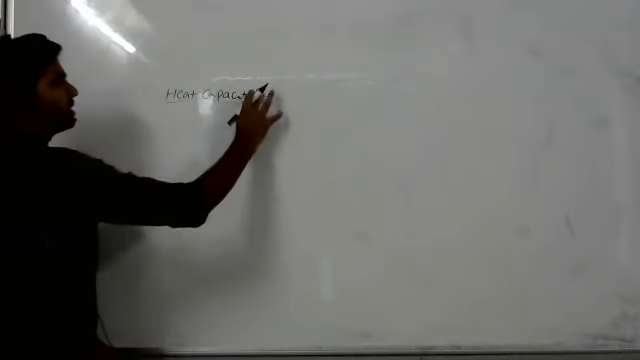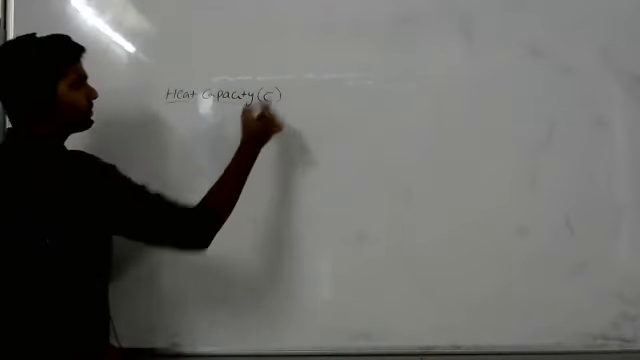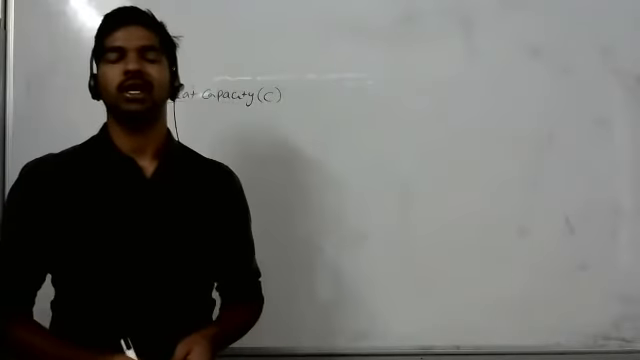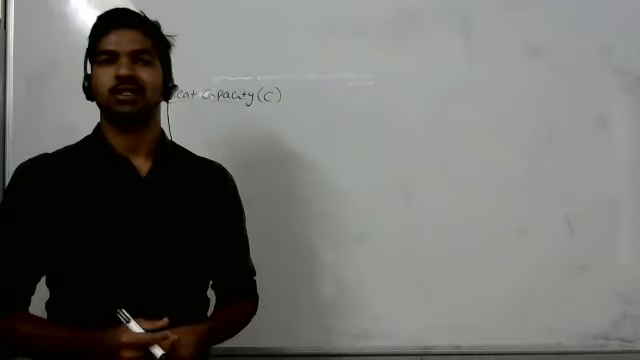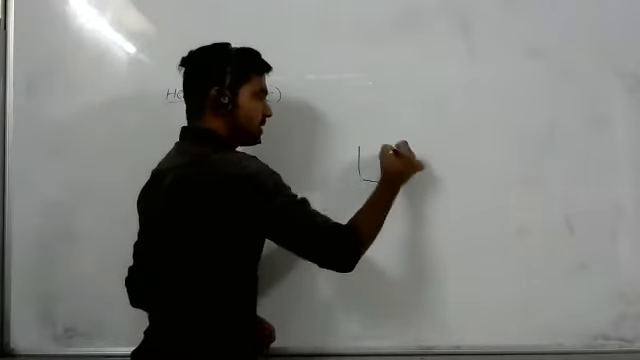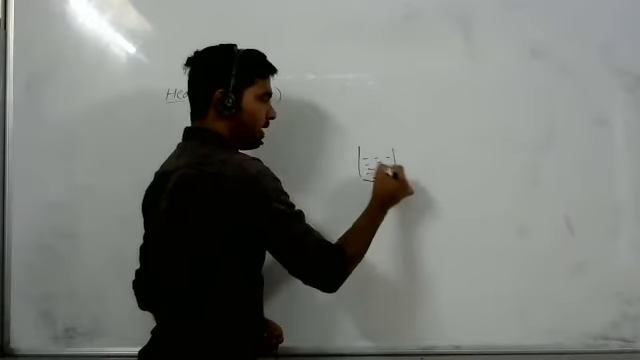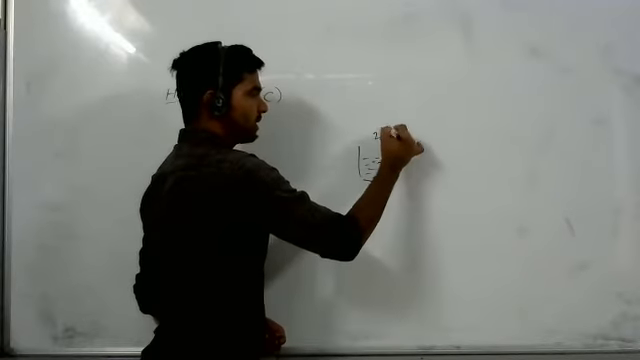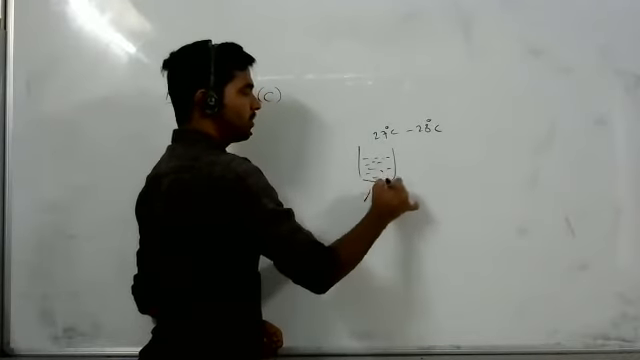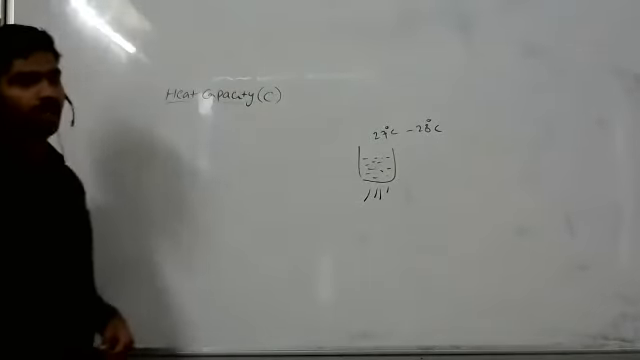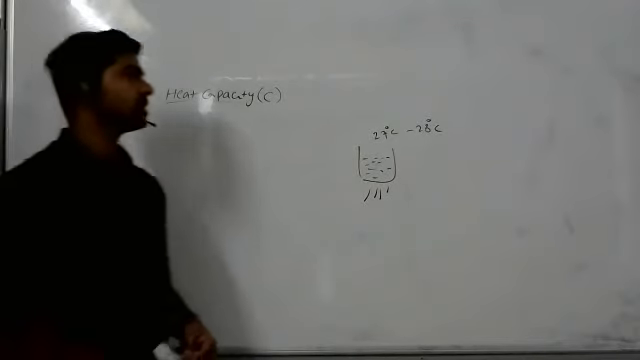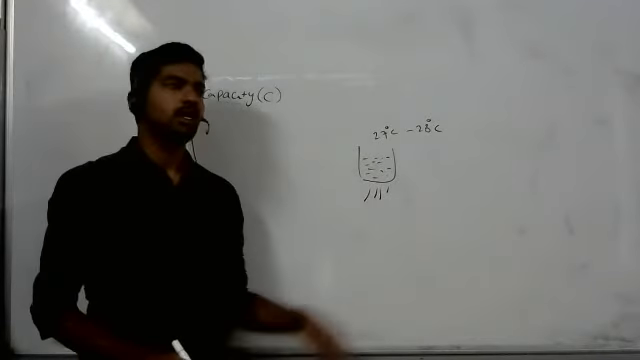Listen, heat capacity is denoted with capital C. Heat capacity is defined as the amount of heat required to raise the temperature of a system through 1 degree centigrade. Suppose here water is the system. Already the system is at, suppose, 27 degrees centigrade. To raise this to 28 degrees centigrade, we must supply some amount of heat. That is what we call heat capacity. The amount of heat required to raise the temperature of a system through 1 degree centigrade is called heat capacity.